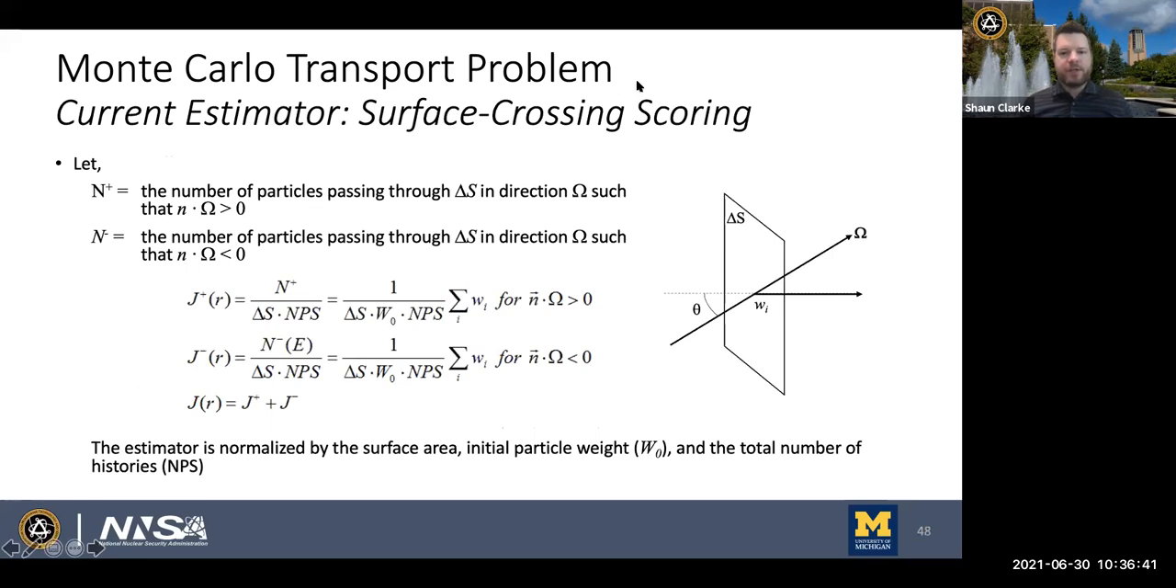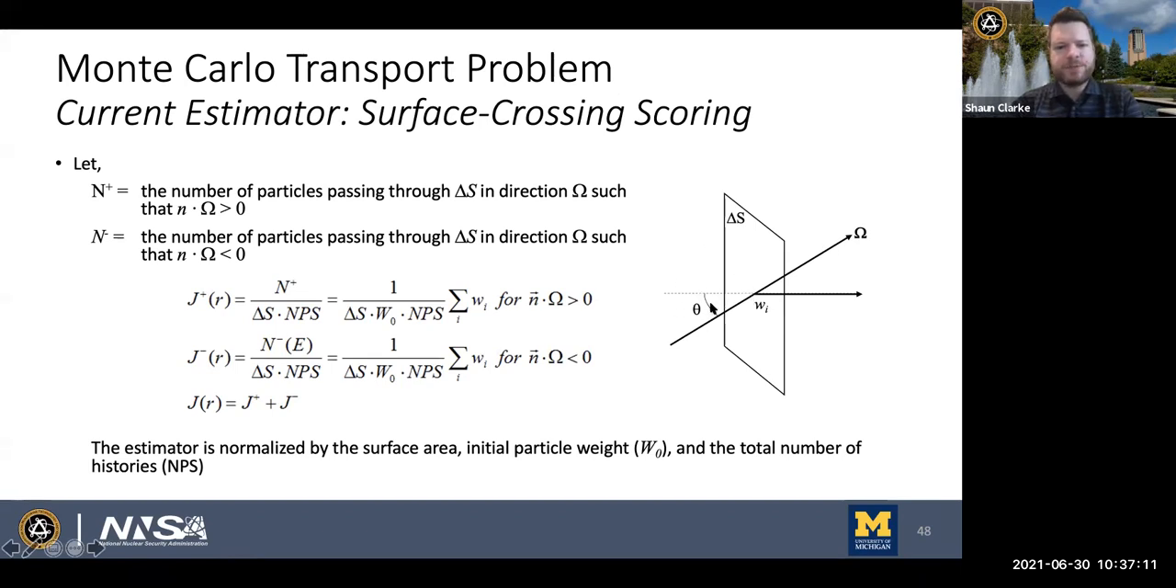So how does it work? Here's an example of what a surface crossing estimator looks like. In this case, let's consider this surface over here, delta S, and what we want to know is how many particles are crossing that surface. So in the Monte Carlo sampling, during the transport, the code is literally counting up the number of tracks that cross that surface, delta S.